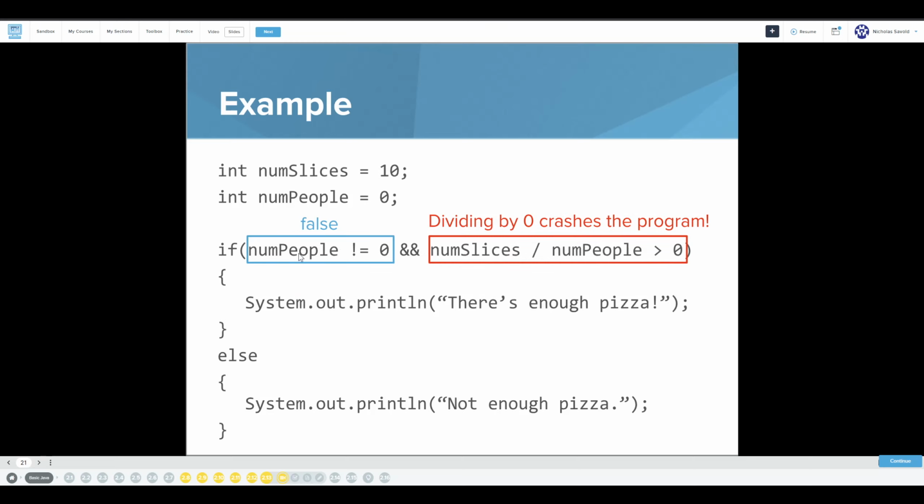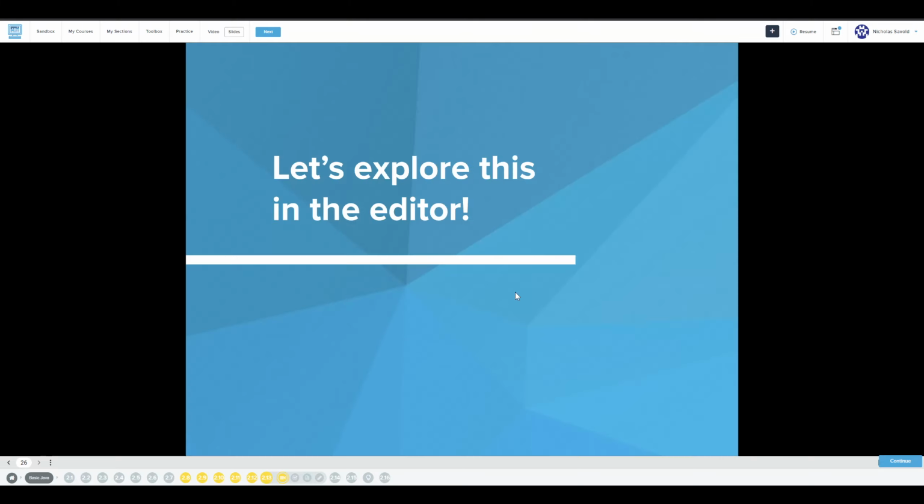So now we'll say if the number of people isn't 0, we just skip to the next. We skip evaluating the division by 0 and print out. We have something else. We could evaluate true here before it would print out not enough pizza. Let's look at the editor.